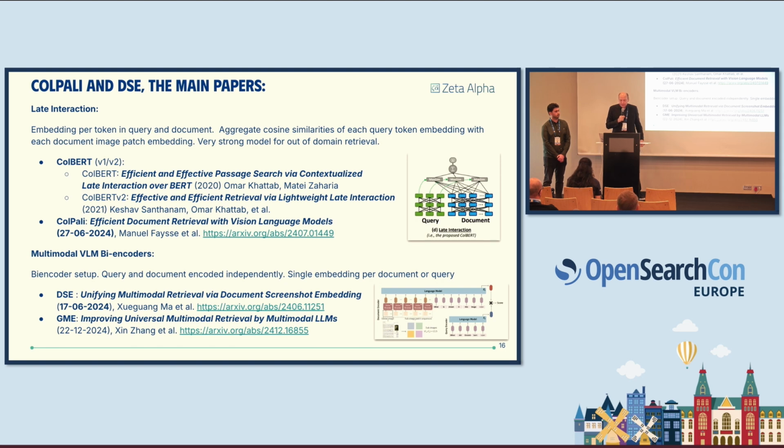Around the same time, a different paper got published called DSE, which stands for Document Screenshot Embeddings. And that's actually a very different approach. It takes the same kind of vision language models, but instead of doing late interaction with separate embeddings for every token of your query and document, which is super expensive, it only creates one embedding for a document or a chunk based on the stop token of the same vision language model. So they are very similar, but very different computationally.